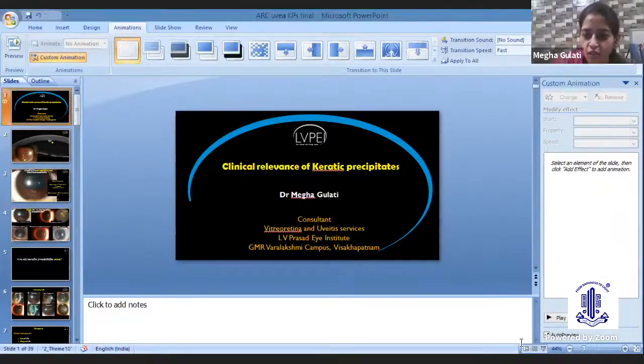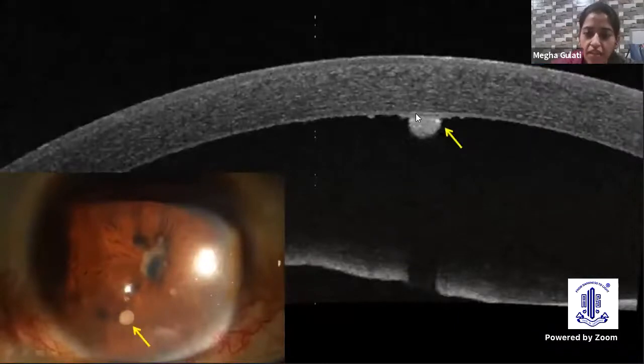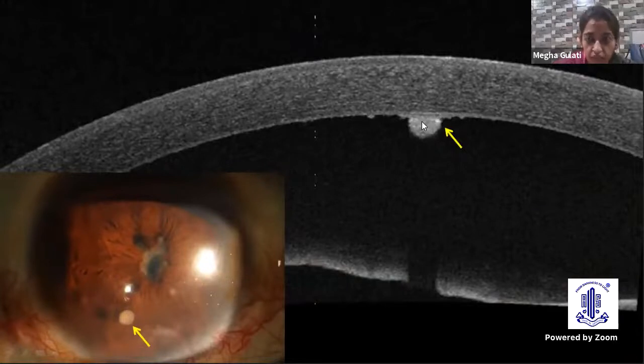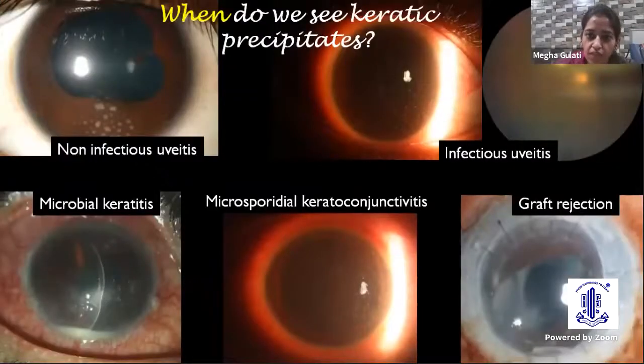Thank you, ma'am. So today I will be dealing with the topic which is given to me, that is clinical relevance of keratic precipitates. So what are these keratic precipitates? These are inflammatory cellular aggregates which get deposited on the corneal endothelium, and they are composed of epithelioid cells, lymphocytes, and polymorphonuclear cells, which can be seen in various types of ocular inflammation, few of which are mentioned here, like non-infectious and infectious uveitis, microbial keratitis, microsporidial keratoconjunctivitis, and graft rejection.